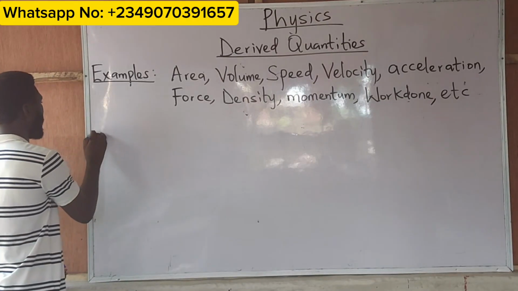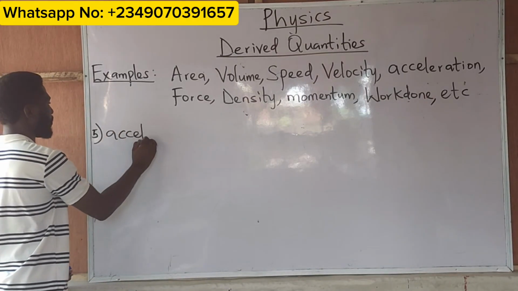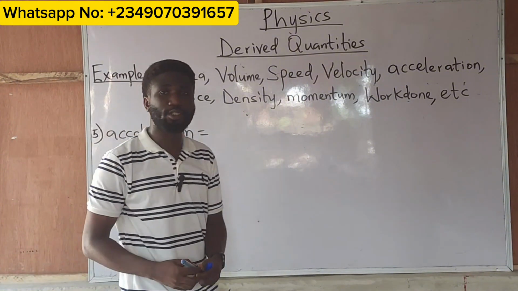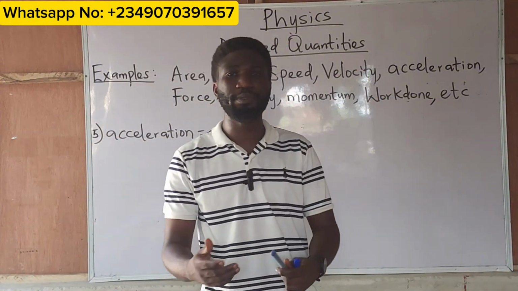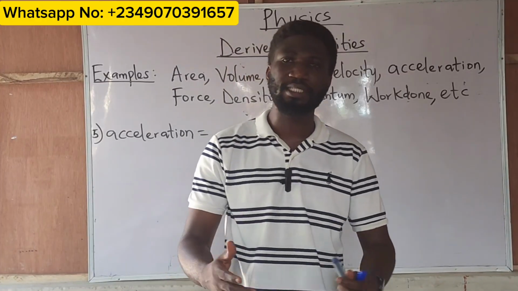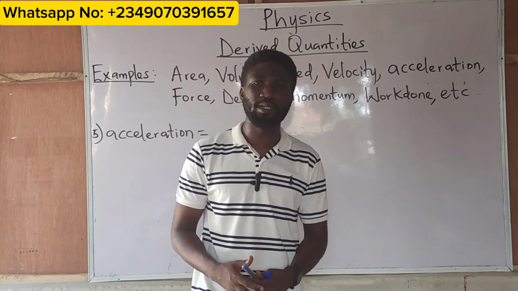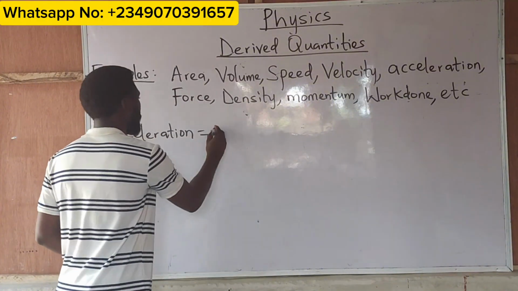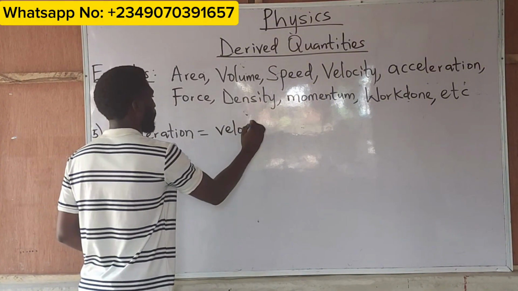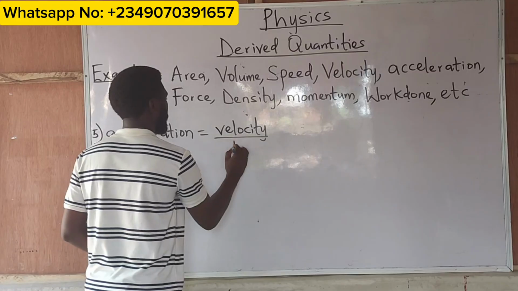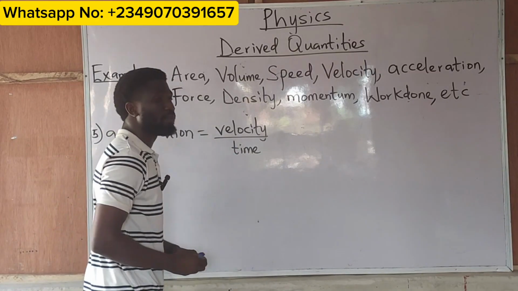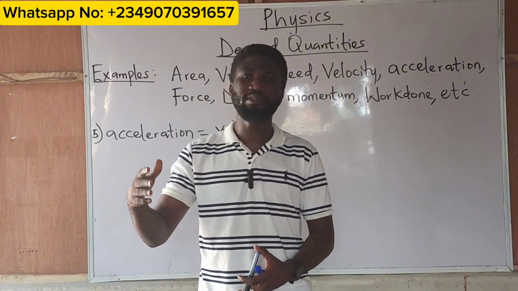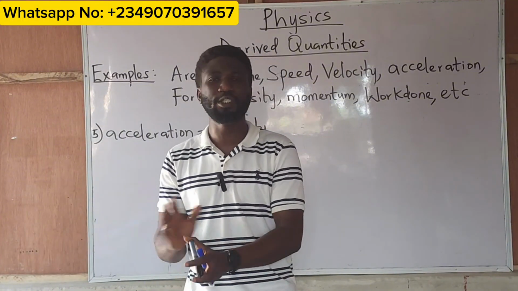So the next one here, we have acceleration. Acceleration, also being a derived quantity, has its own formula. And what is the formula for acceleration? The formula for acceleration is velocity over time. Please, you have to know these formulas. When you know this formula, knowing their units won't be an issue.